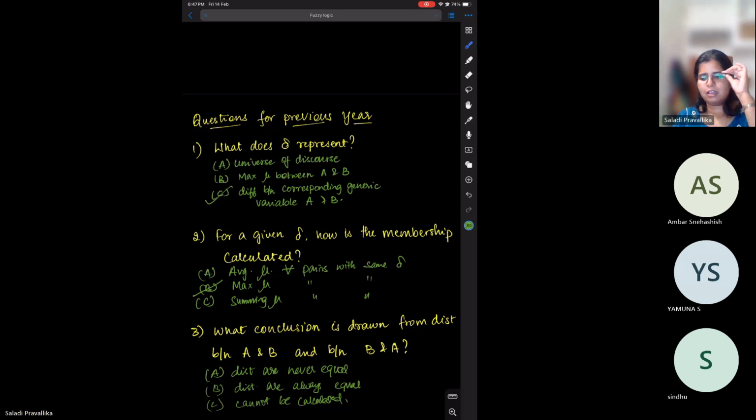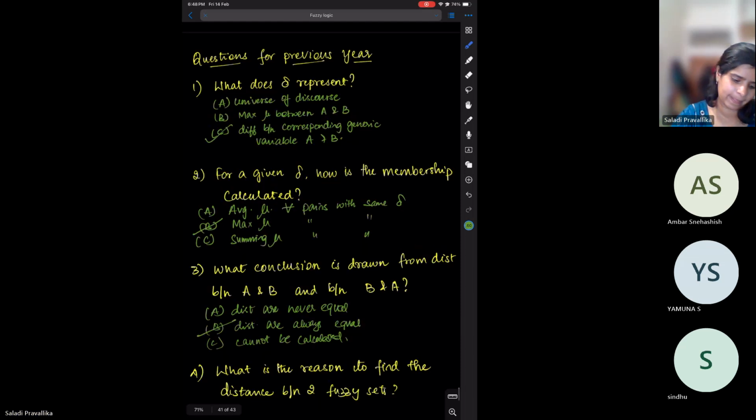If you calculate the distance between A and B and between B and A, is it going to be the same, or never the same, or can it not be calculated at all? Yes, Yamuna, you are right. The distances are always equal. It's just like data points: between point A and point B, from here to here is the same distance as from here to here. Similarly, even for fuzzy sets.